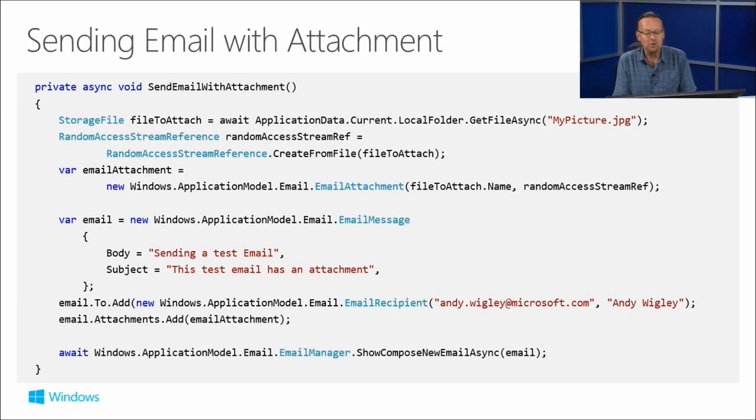Then you new up your email message, attach your recipients, and this time you'll attach an EmailAttachment object as well. Obviously you can have more than one email attachment. Then you call ShowComposeNewEmailAsync, which is exactly the same as the boring one I showed you before, but with the difference that we've got the email async on there.